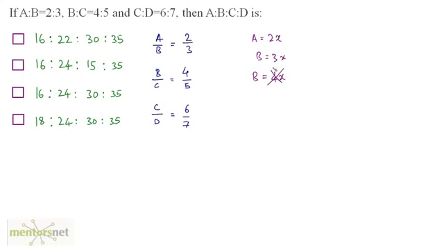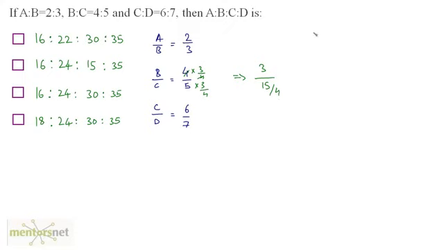But this is not possible. B cannot be 3x and 4x at the same time. So we are in a fix. What should you do now? Well, you can always make this 4 as 3x. How? Well, you can actually multiply both the numerator and denominator by 3 by 4. So this 4 gets cancelled out, and what remains is 15 by 4.